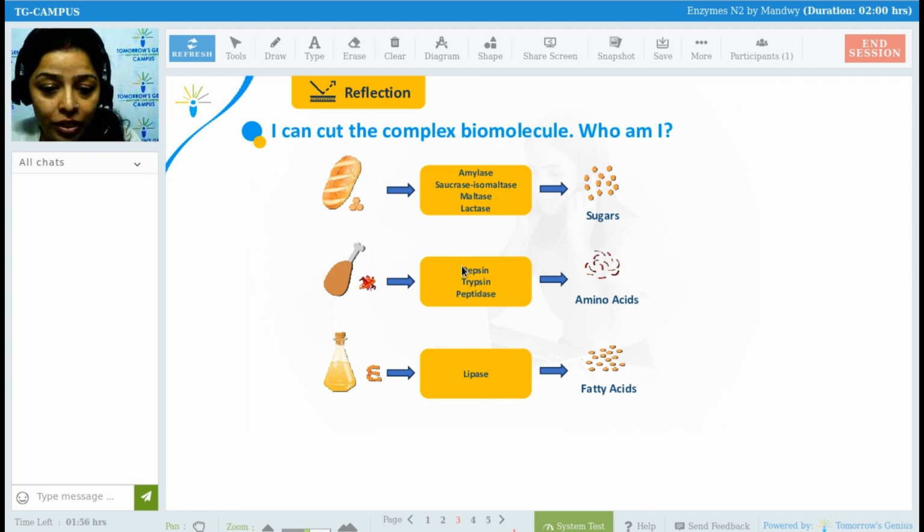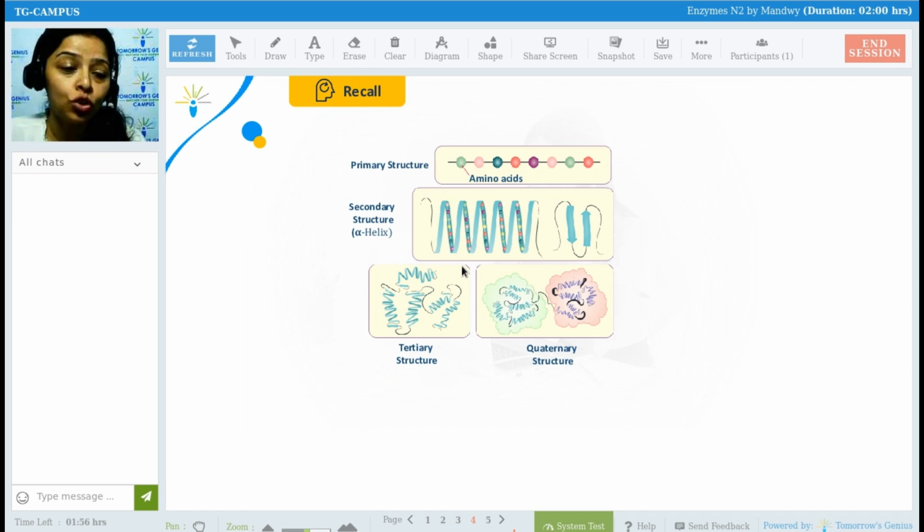So today we are going to discuss enzymes: the structure, the properties, the actions, mode of action, the nomenclature, types and all that. In the previous session, you must have learned about biomolecules, right? Different types of biomolecules. Can you explain to me what are the different types of biomolecules?